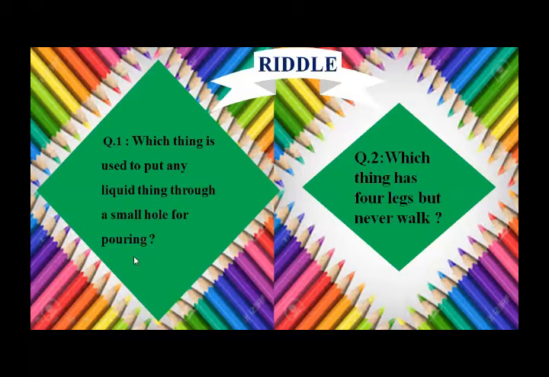Okay, and the answer is funnel. Funnel is the object we use to pour, to put any liquid through a small hole for pouring. Got my point? Now the second riddle is: which thing has 4 legs but never walks?